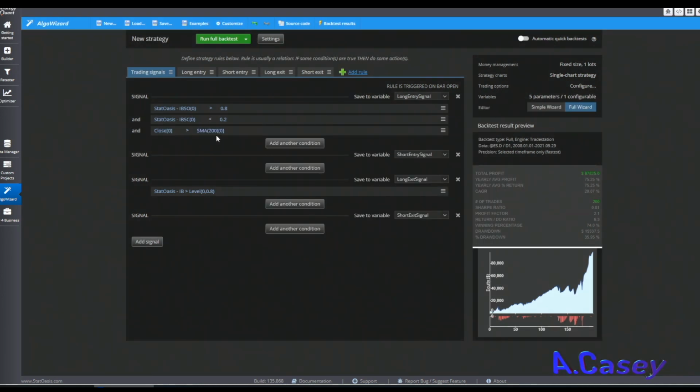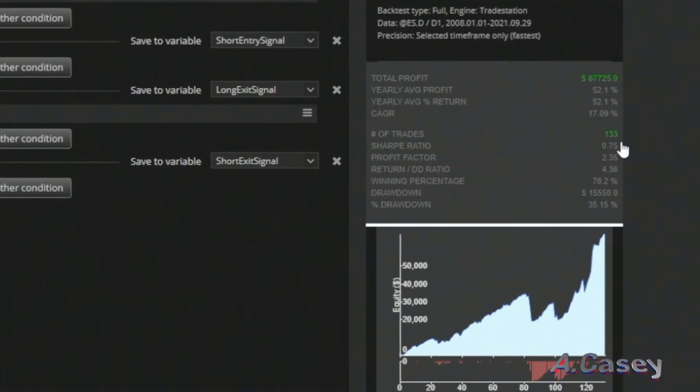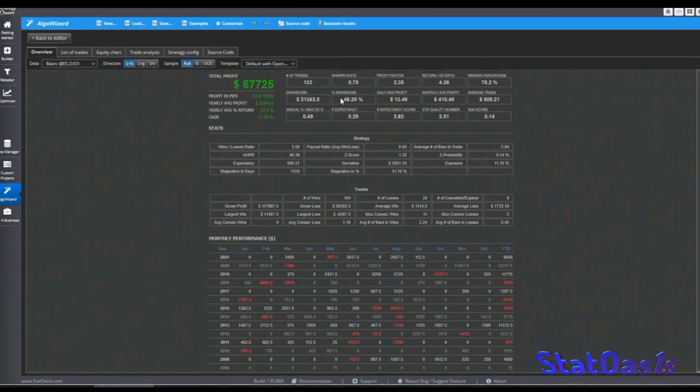So close greater than 200 SMA. So we reduce the trades by a third almost. The compound annual growth rate goes down to 70, but we're interested in the drawdown, and now we did. So we reduced it from 70 something to under 50%.